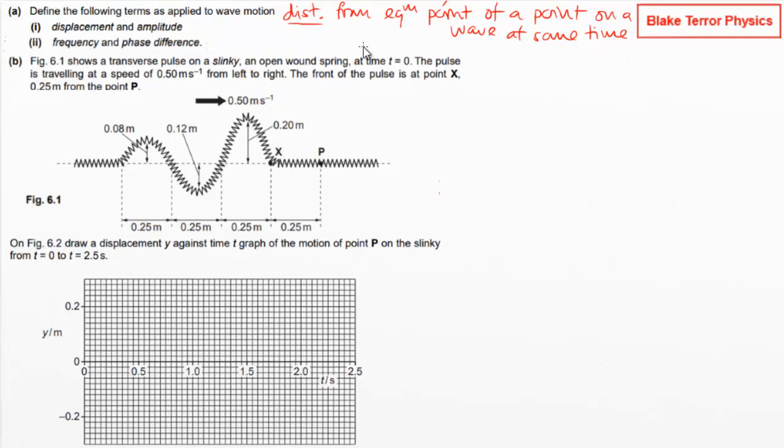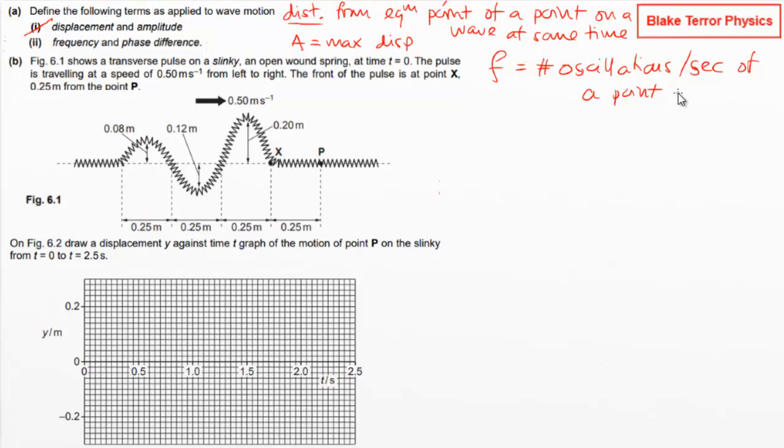Right, the amplitude. Amplitude's easier because we can just say the amplitude is the maximum displacement. So that is good. Now we've got frequency and phase difference. So frequency equals the number of oscillations per second, or per unit time, of a point on a wave.